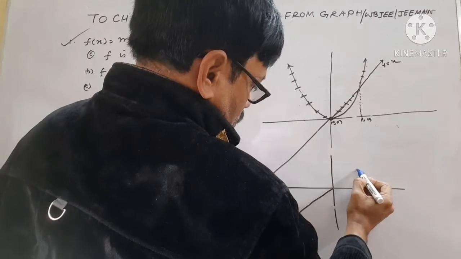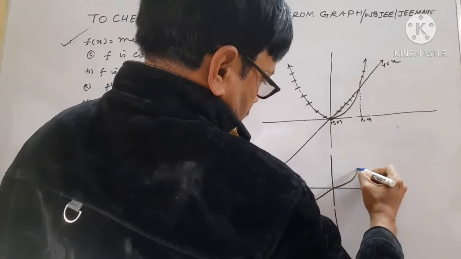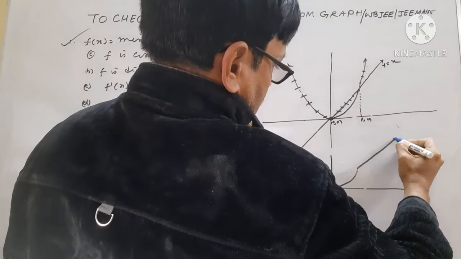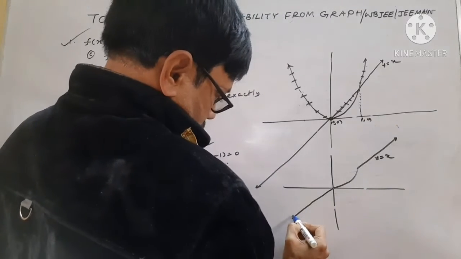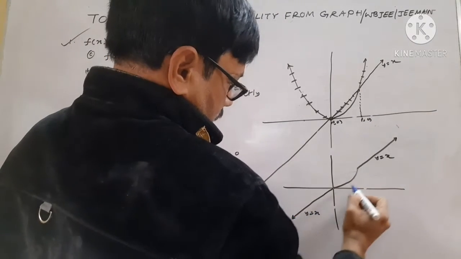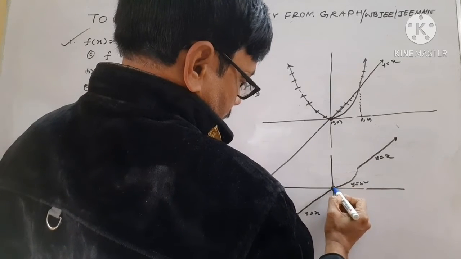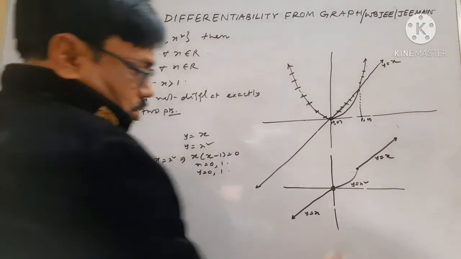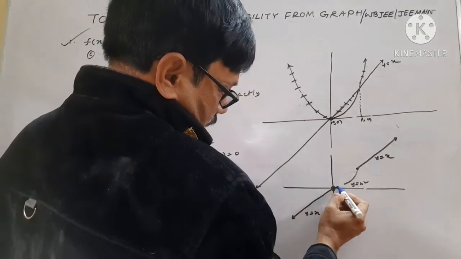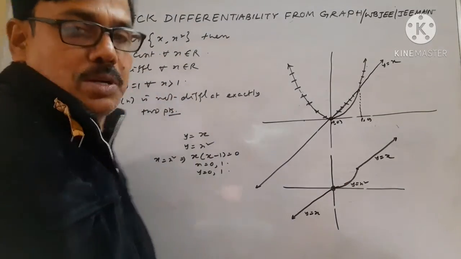So in 0 to 1, this is a parabolic arch. Then again it is y equals x. This is y equals x, this is y equals x square. At 0, this is at 1. So actually this one is not the same curve. This is a parabola.